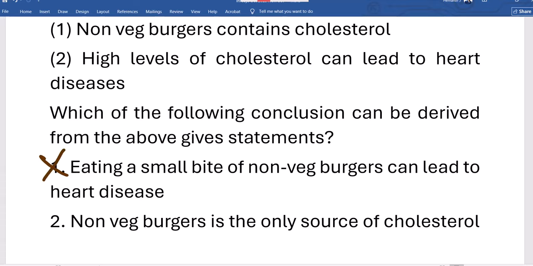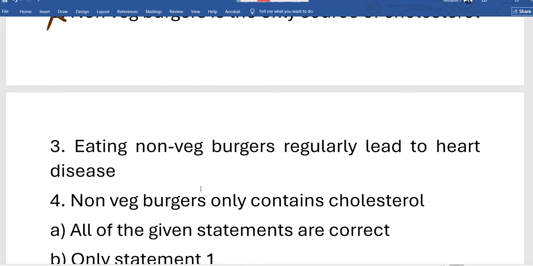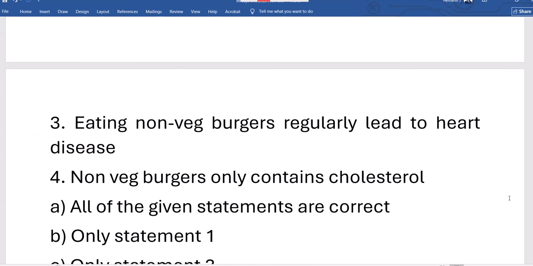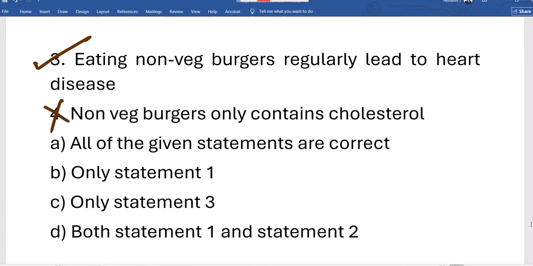Second one, non-veg burgers are the only source of cholesterol. No, that's not mentioned. It is having cholesterol, but that's not the only way, right? Only source. Next, the fourth one, non-veg burgers only contain cholesterol. No. What about the third one? Eating regularly will lead to it, yes. So is it 1 and 2, 3? Which is the correct one? Option C. Sometimes 2 and 3 may be correct, like that we have to see the options.